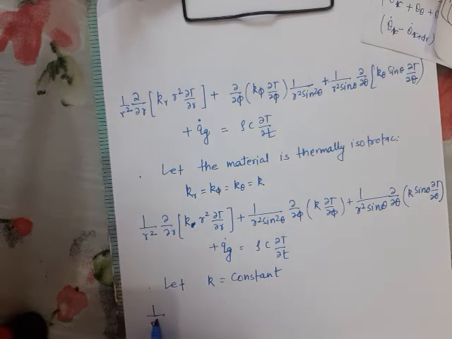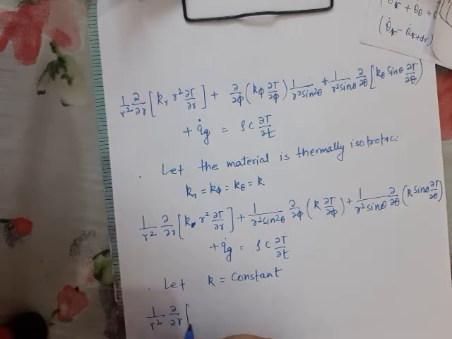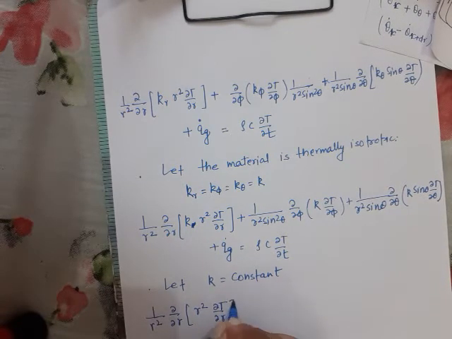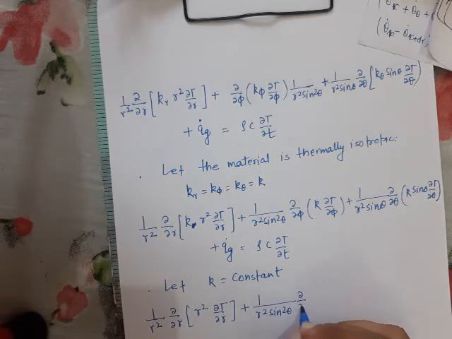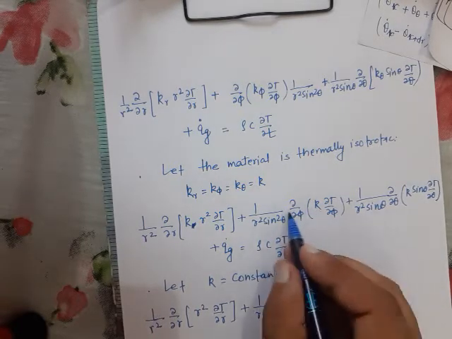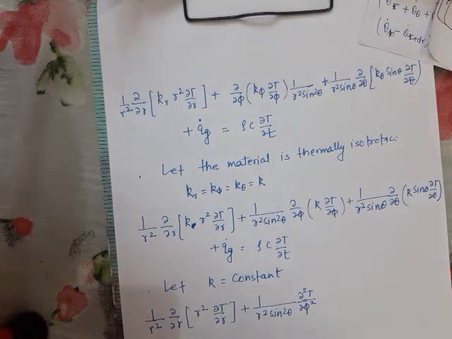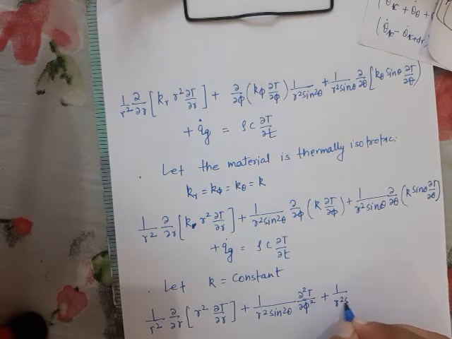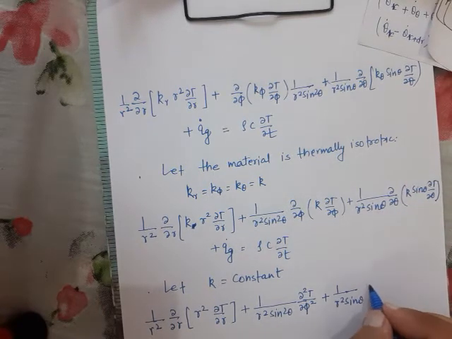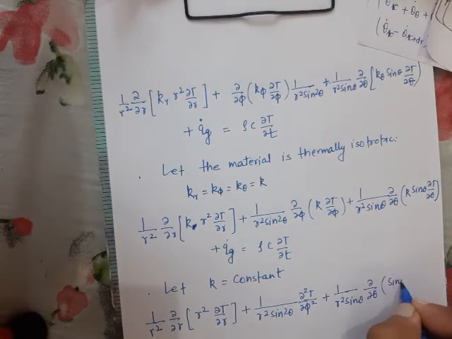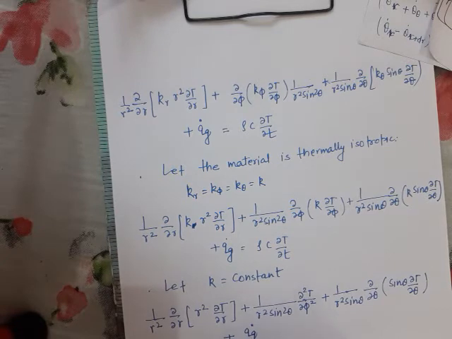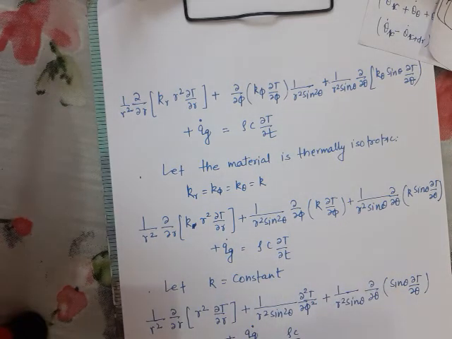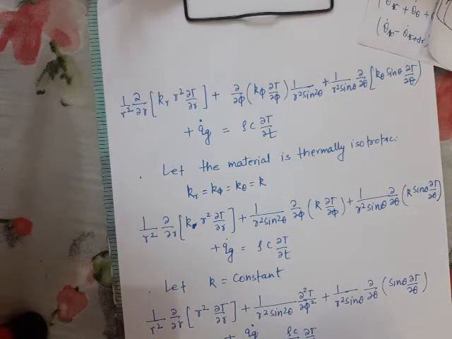So the equation can be rewritten as del upon del r, k has been taken out, plus 1 upon r square sine square theta, since k has been taken out, del square T upon del phi square, plus 1 upon r square sine theta del upon del theta of sine theta del T upon del theta, plus, dividing this term by k and also this term by k so that the whole equation has been divided by k, rho c by k del T upon del t.